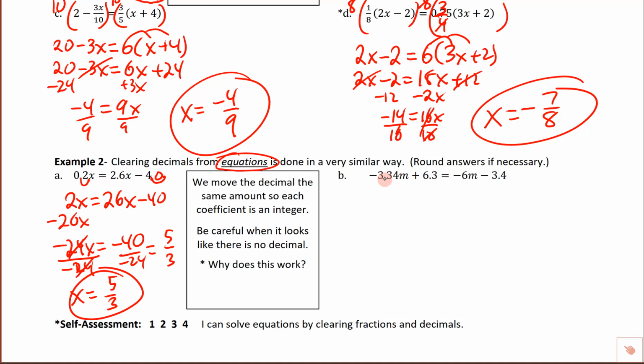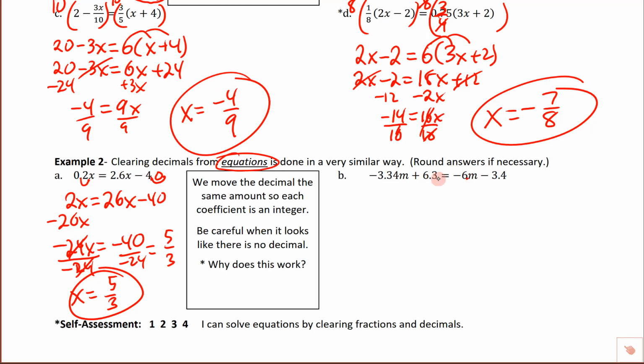So we've got this -3.34 and 6.3, and then this is just a -6. Again, it doesn't look like there's a decimal, but I'm going to put one right there. And then this one's just a 3.4. So this one we need the decimal to move once. This one we really don't need it to move at all.